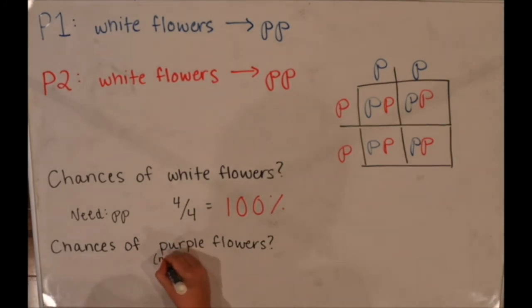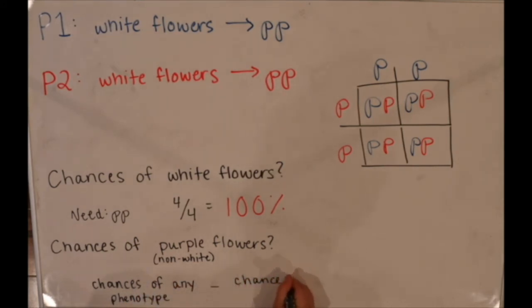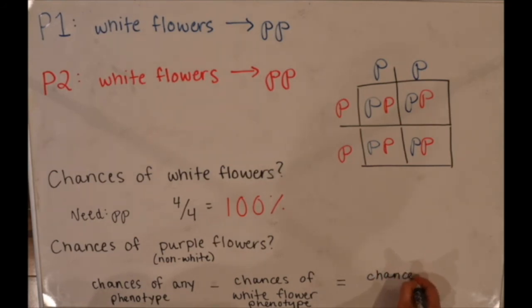However, another way of solving this problem is to look at purple flowers as just non-white flowers. We know from problem number 2, what we just talked about, that the chances of an offspring having a dominant or a recessive phenotype is 100% because it can only have that dominant or recessive phenotype. So if we know the chances of any phenotype, and we just solved for the chances of just the white flower phenotype, we should be able to subtract the white flower phenotype chances from the any phenotype chances to get the chances of a non-white flower. And since we're only looking at 2 possible phenotypes, any non-white flower is the same as a purple flower.